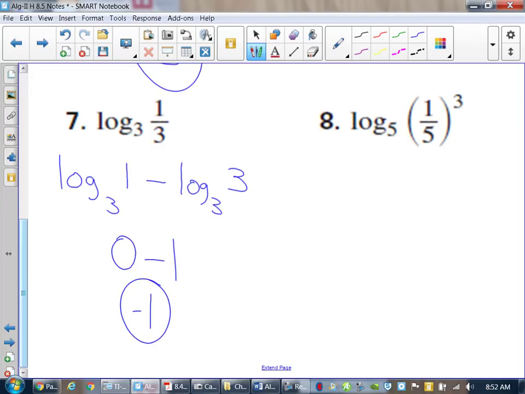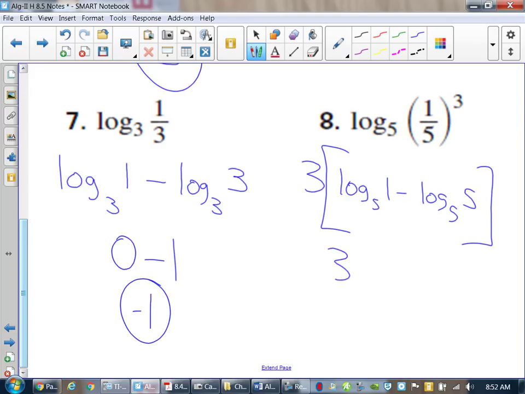Same deal with the next one. You can write it out in 2 steps. You have the 3 out in front of log base 5 of 1 minus the log base 5 of 5, which again becomes 0 minus 1. And you get that real quick.